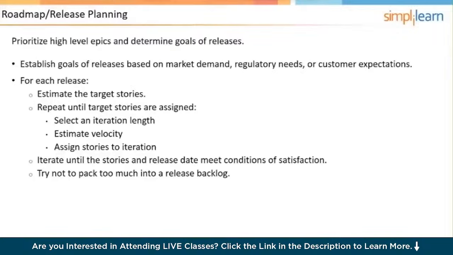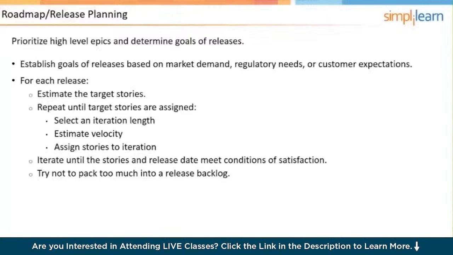For each release, you want to estimate the target stories. Repeat until the target stories are assigned an iteration length. It's blending some things here. Be able to estimate velocity and then assign stories to the sprints. So we keep estimating the user stories and we keep organizing that until we can do that. We can come up with an iteration length, a sprint length, and then figure out what our velocity for each sprint is, and then assign stories to the sprints.